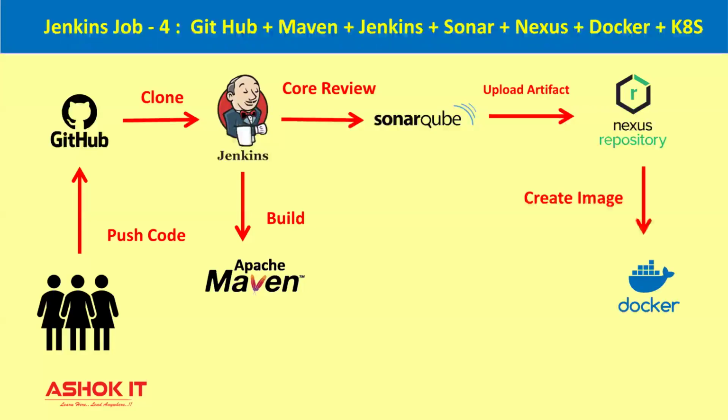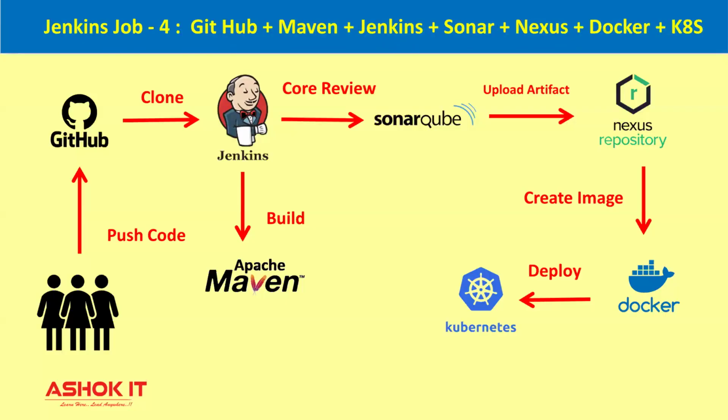Once it is done, Jenkins will talk to Docker. It is going to create a Docker image. Docker is used for containerizing our application. Once the Docker image is created, finally the project will be deployed into Kubernetes. Kubernetes is called orchestration software. So in real time, project deployment will be automated like this.